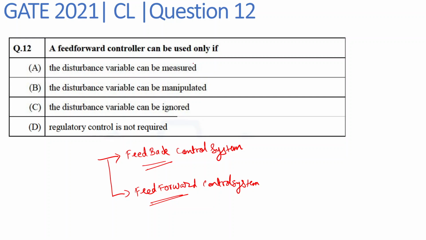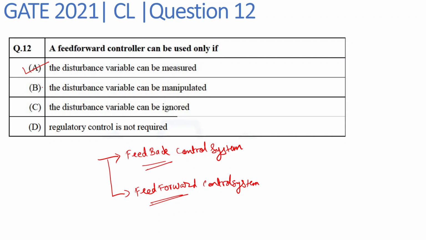So from the given options, we can see that option A is the disturbance variable can be measured. So in order to take control action based on this disturbance, we first need to measure it. That is why the first option will be correct. If the disturbance variable can be measured, then only we can implement this feed forward controller, or else it won't be possible to implement this.